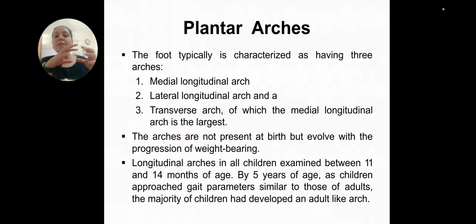The second important thing is the muscles and the ligaments. Among the ligaments, we have the deltoid ligament, which we have studied is the medial collateral ligament of the foot. It plays a very crucial role in holding the arch. We also have the spring ligament, also called the calcaneonavicular ligament, and the interosseous ligament, which runs between the tarsal bones. Then we have the long and short plantar ligaments, which hold our transverse arch.